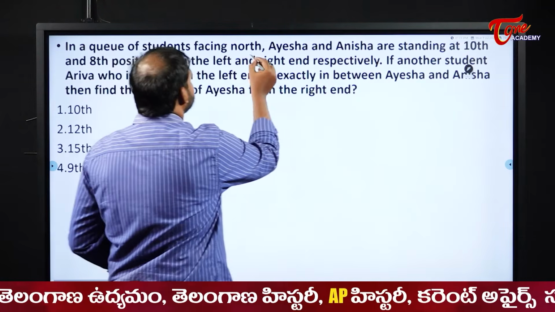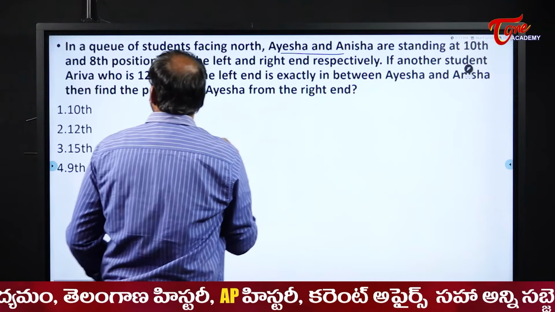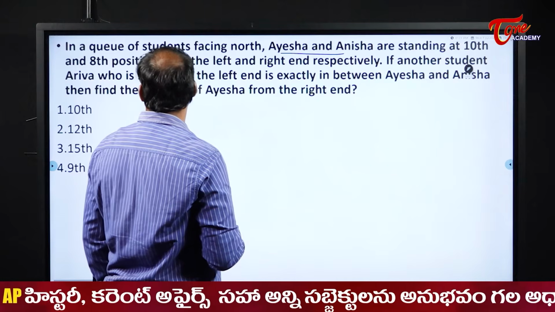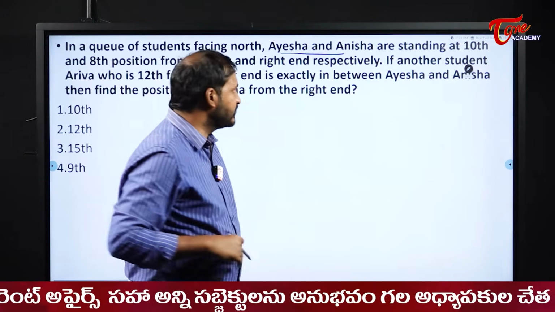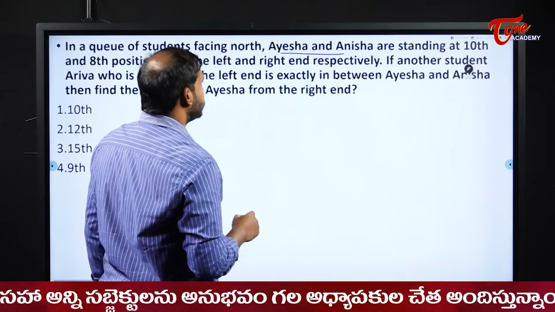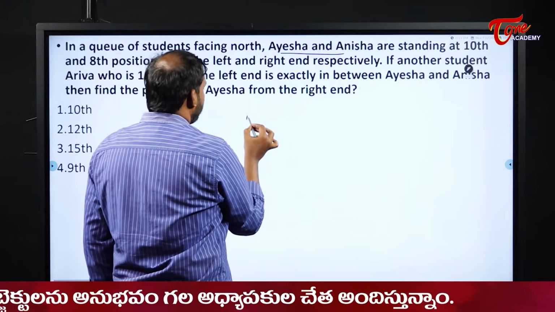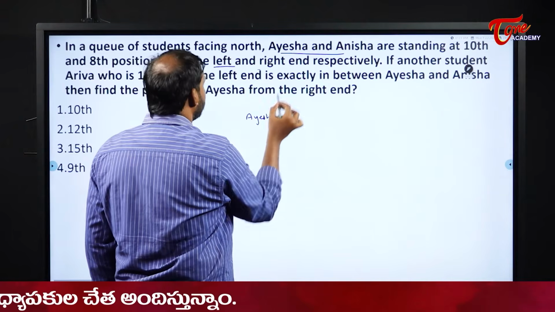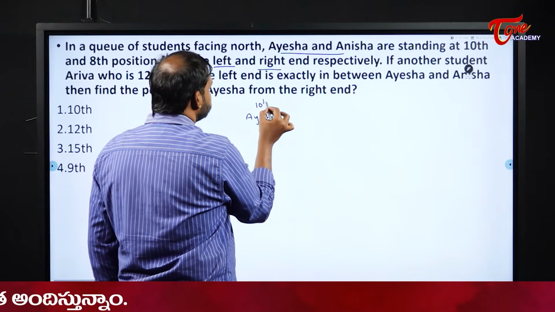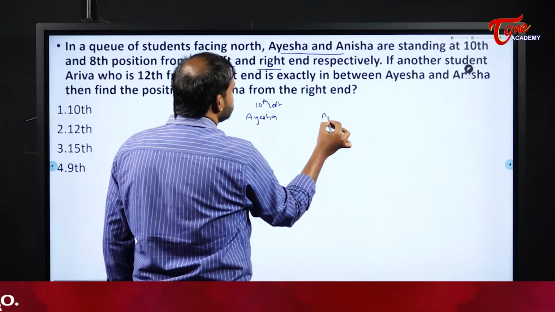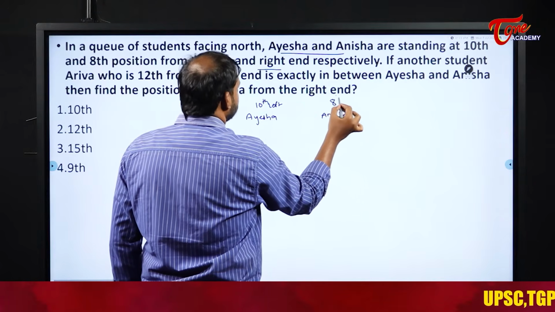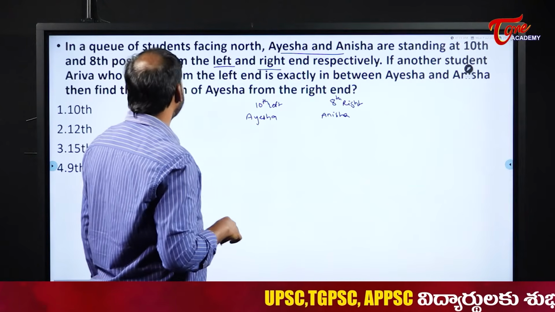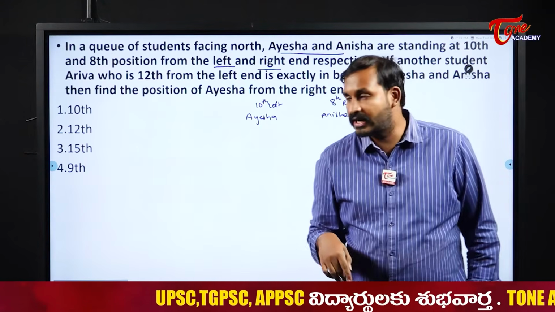In a queue of students facing north, Ayesha and Anisha are standing at the 10th and 8th position from the left and right end respectively. If another student Arriva, who is 12th from the left end, is exactly between Ayesha and Anisha. Now tell me, Ayesha is 10th from left and Anisha is 8th from right. That is the thing. Now tell me where Arriva should be.